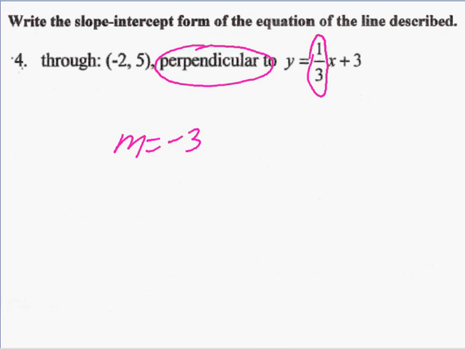Okay, so remember, two things we need to know. Parallel lines have the same slope. Perpendicular lines have slopes that are opposite reciprocals. You can think of that as being flipped upside down and change the sign.